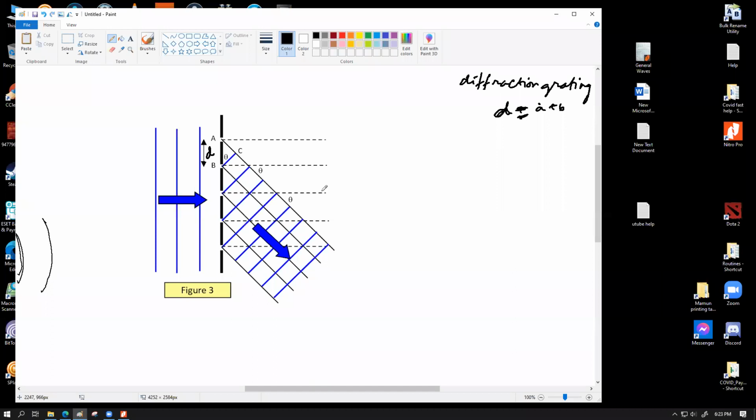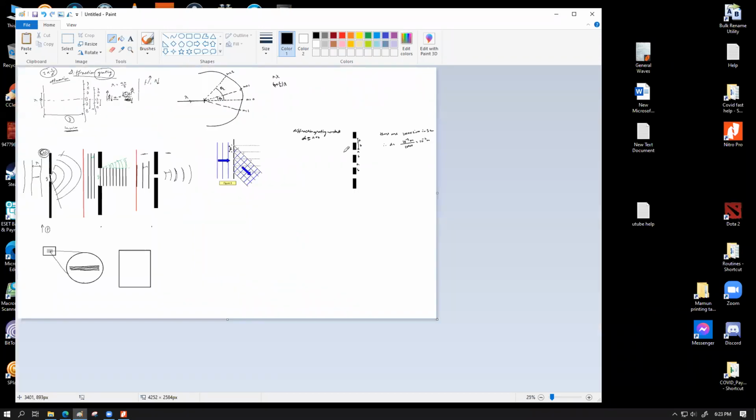Now coming back to this figure, I would like to take this figure a bit more empty space, so I might need a bit more space to work with it.